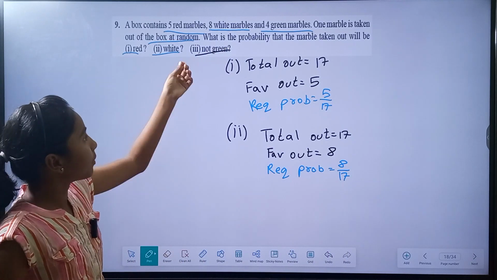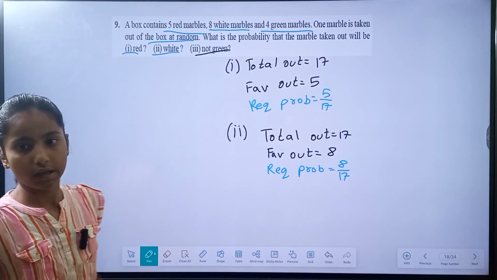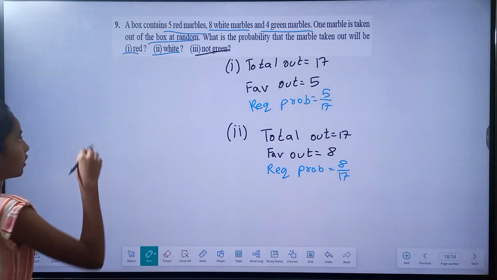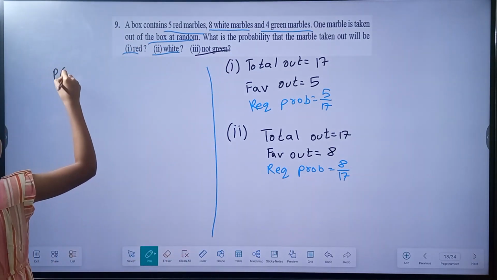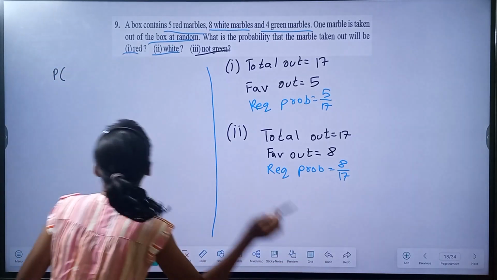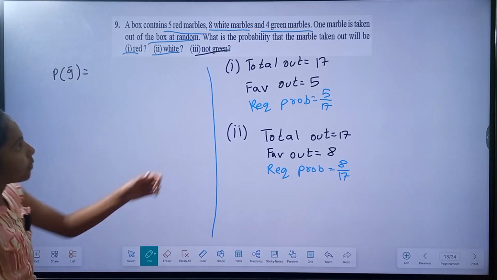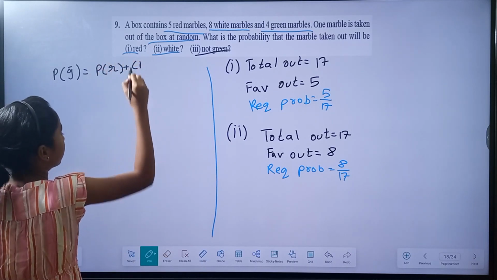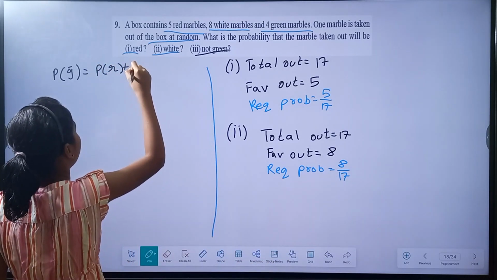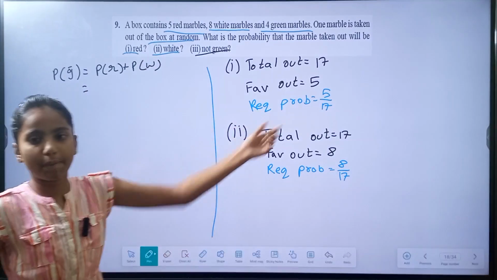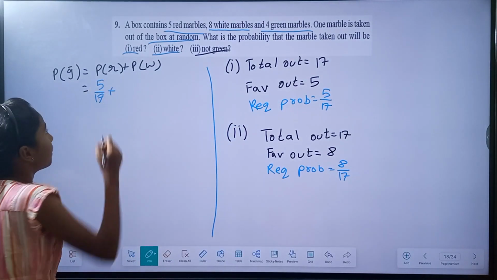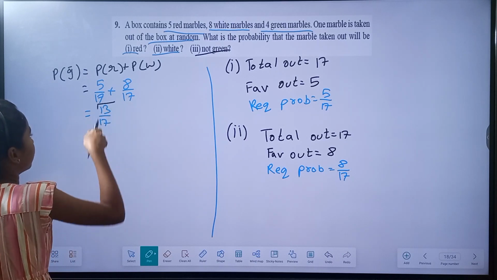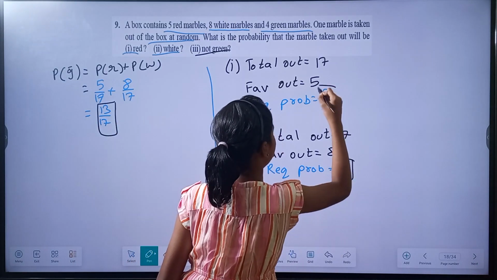Not green. What is the probability that the marble taken out is not green? So there are only red, white, and green marbles, and not green means red plus white. P of R plus P of W, which is equal to P of R 5 by 17 plus P of W 8 by 17, which is equal to 13 by 17.